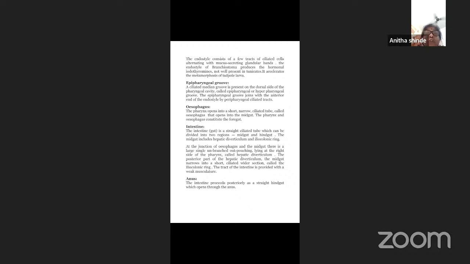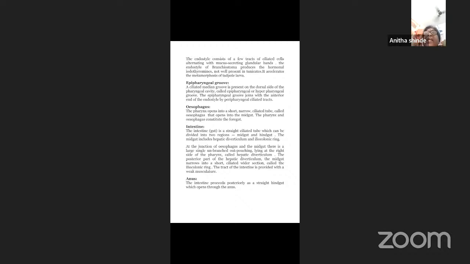The pharynx will lead into a short, narrow tube which is ciliated, called the esophagus. This esophagus will open into the midgut, and the pharynx as well as the esophagus both constitute the foregut. So we can say the pharynx and the esophagus form the foregut, and the foregut will lead into the midgut. And our midgut actually consists of the intestine. So the intestine, the major gut region, is a straight tube. It is ciliated, and it is divided into two regions, the midgut as well as the hindgut.